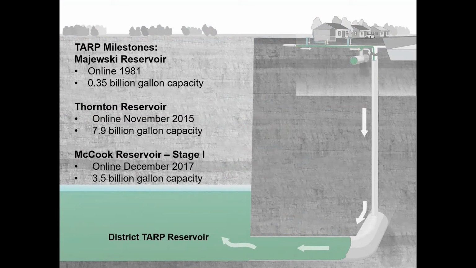As of today, the Majewski Reservoir and the Thornton Reservoir are fully operational and have significantly reduced overflows in their service areas. The McCook Reservoir is partially complete and operating at 35% capacity. When that reservoir comes fully online in 2029, it will provide a total of 10 billion gallons of combined sewer overflow retention. Once the entire TARP system comes online, it will have capacity to store 20.5 billion gallons of wastewater that could have otherwise ended up in local area waterways.